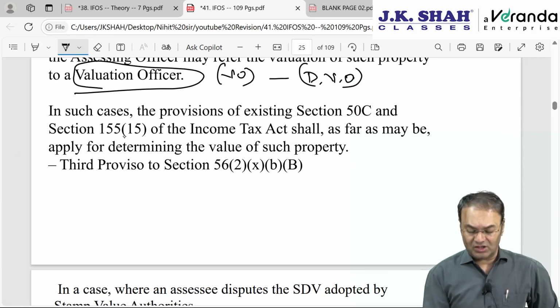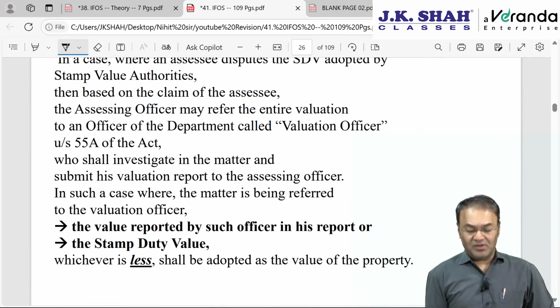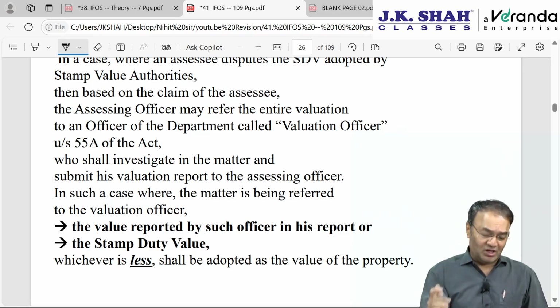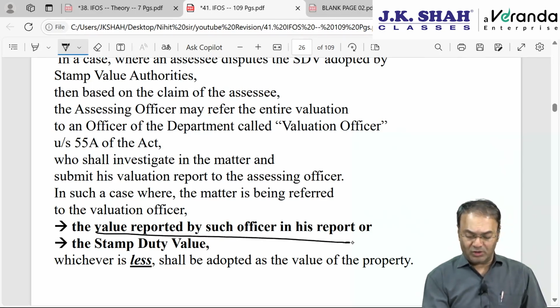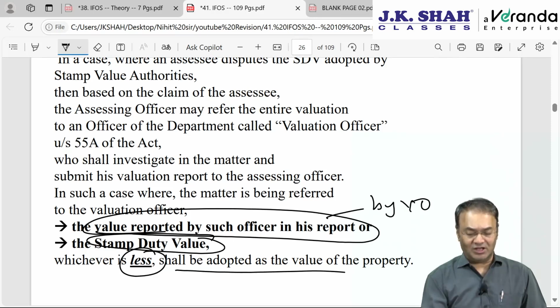In such a situation, section 155 subsection 15, rectification of mistake, read with section 50C, the provisions of 50C will apply. In such a situation, what will ultimately be the value taken into account? Answer: either the value reported by the valuation officer in his report, or the stamp duty value, whichever is less, will be taken into account.